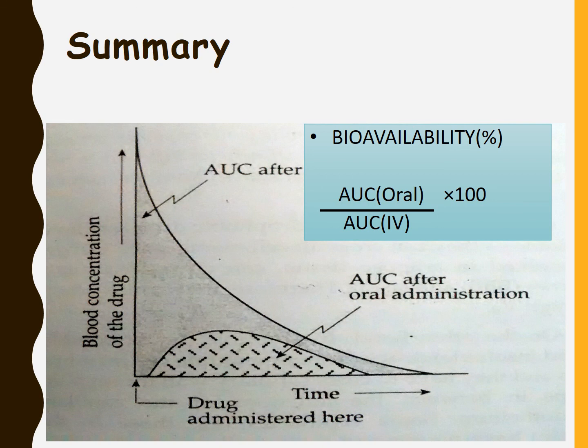And also first pass metabolism: it is the metabolism of the drug before it reaches the circulation. Every drug absorption means movement from the site to the circulation. So during this passage, some drug gets metabolized. This is known as first pass metabolism. And the main organ in our body where metabolism occurs is the liver. Okay.